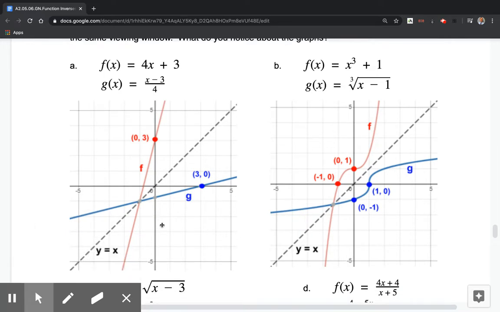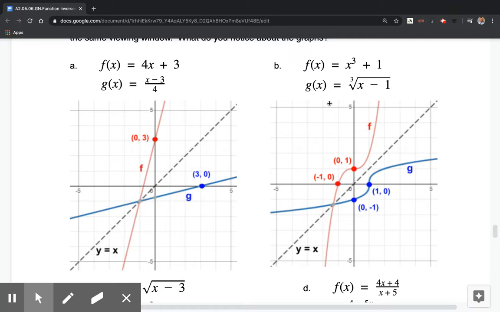And so what happens there when they reflect over y equals x is the x and y switch for each graph. So here we can see that we have point (0, 3), and over here we have (3, 0). So when they reflect over the line y equals x, the points just switch, and obviously they have the intersection here at (-1, -1). So the points switch there also, but they're the same.